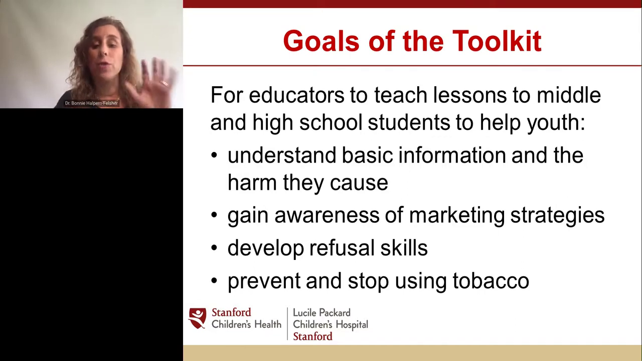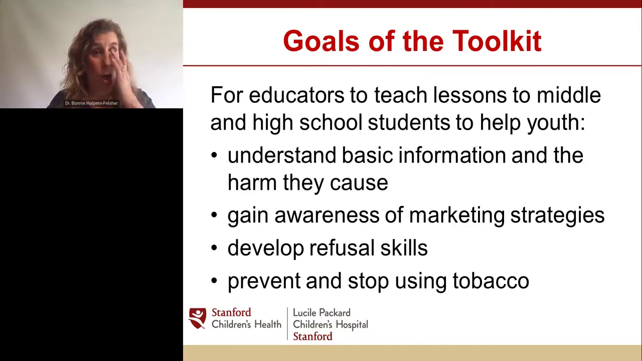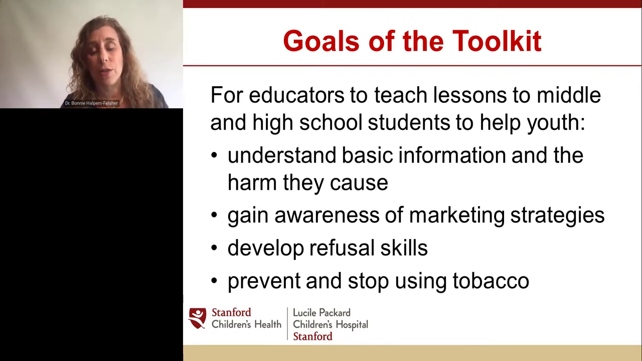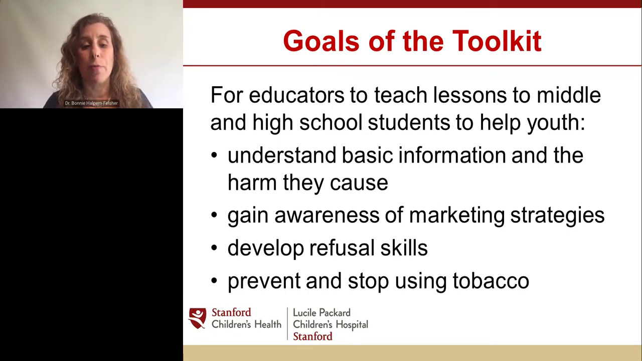So we do have information on traditional cigarettes. We have information on hookah, smokeless tobacco, and then, of course, a lot of information on all different forms of electronic cigarettes, vaping products, including Juul and Puff Bar.